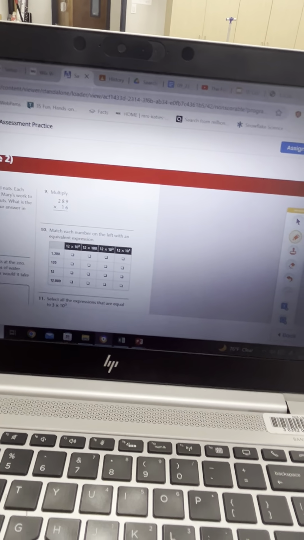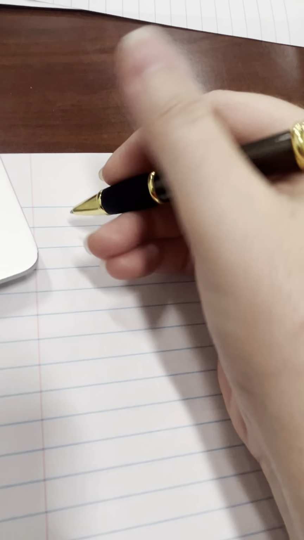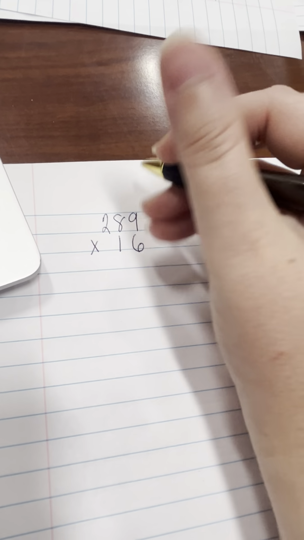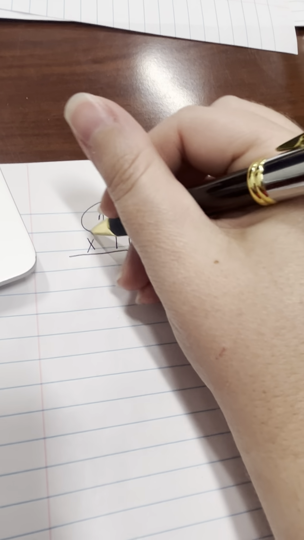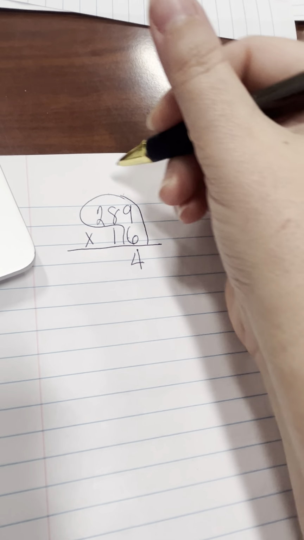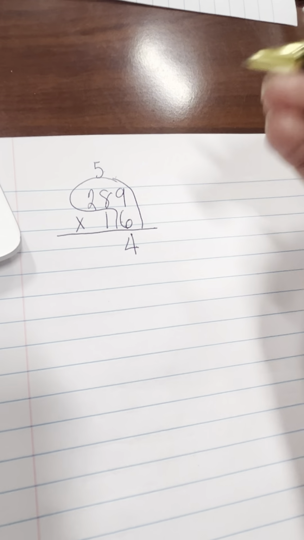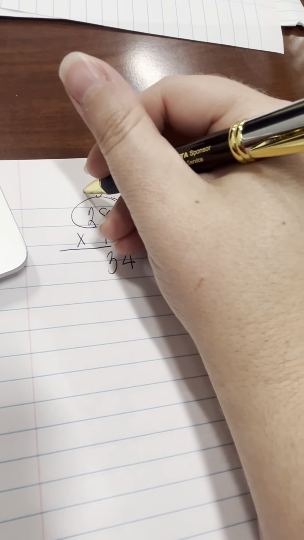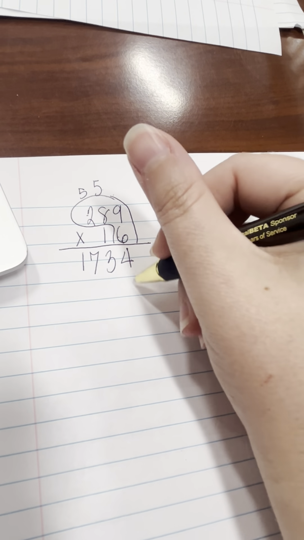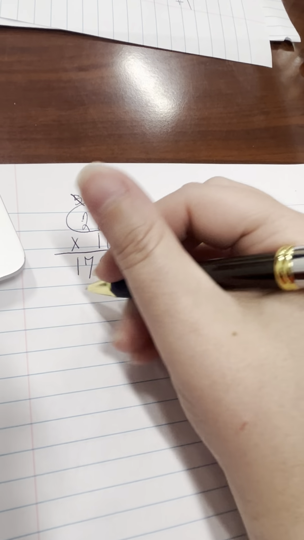All right, number 9. Multiply. We could do that. Need my next paper. So this one is 289 times 16. Turtle, turtle, turtle. Okay, 9 times 6 is 54. 54, carry your tens place. 6 times 8 is 48. Plus 5 is 53. 2 times 6 is 12. 12 plus 5 is 17. Lay my egg. Done with you. 289 times 1 is 289.